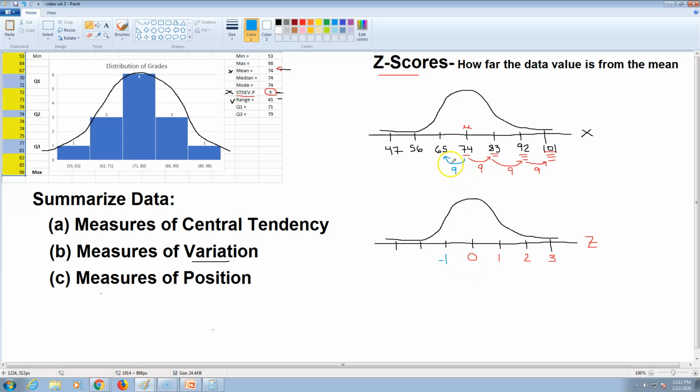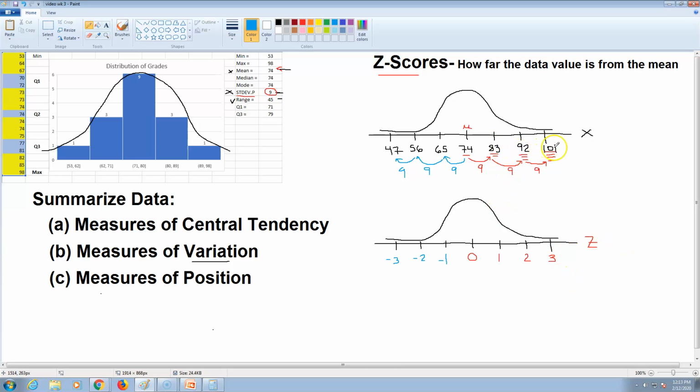Okay. I'm going to do the same thing with 56. How many 9s did you use to get to 56 from 74? I used two 9s. 56 is the second mark to the left, so this will be -2. Okay. And 47, how many 9s did I use from 74 to get to 47? I used three 9s. And again, why negative? Because I'm counting to the left. Okay, and this is what we call the z-score line.